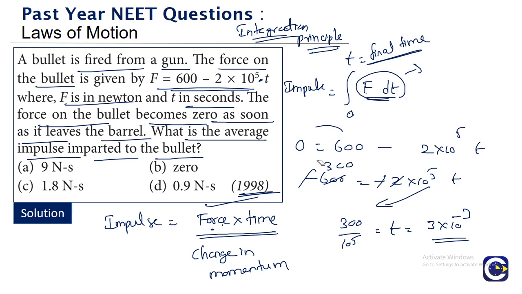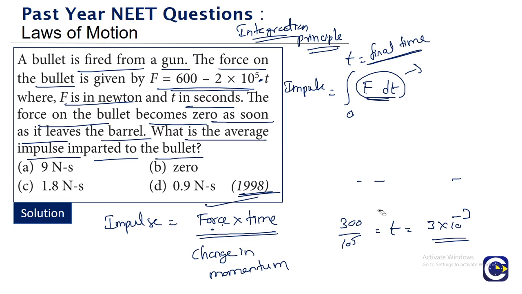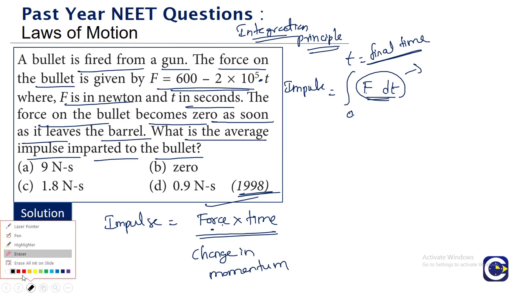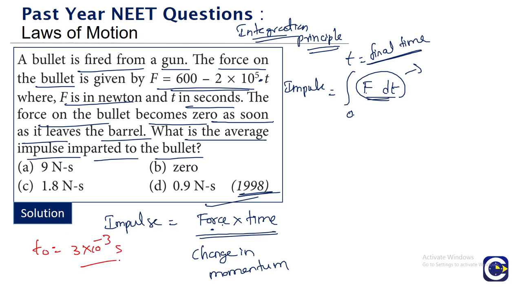Okay, so we'll just keep it aside. Now we'll just have to carry on with the integration steps. So this is the time that we have to keep in record, because this will be used in the final step of the integration. Okay, so what is the time? Let us call it T naught. T naught value is 3 into 10 power minus 3 seconds.